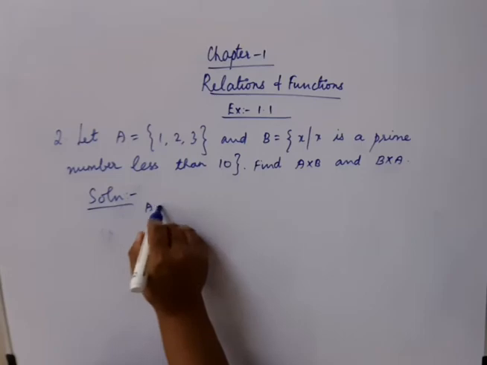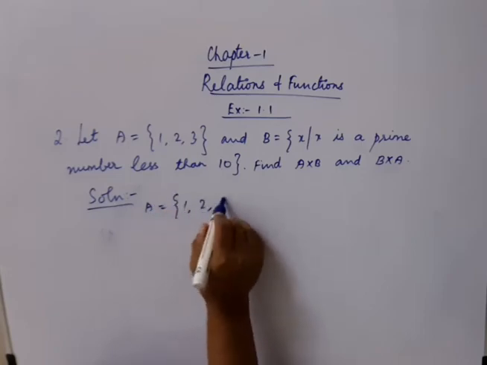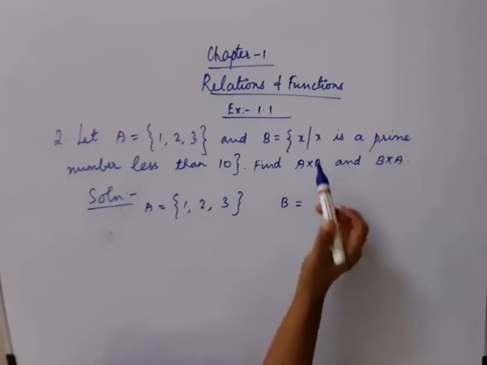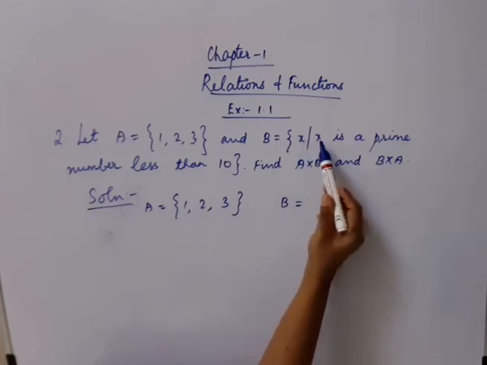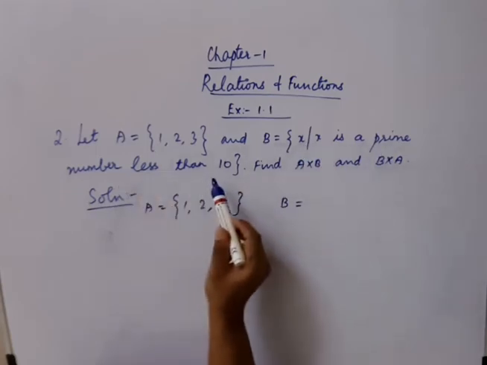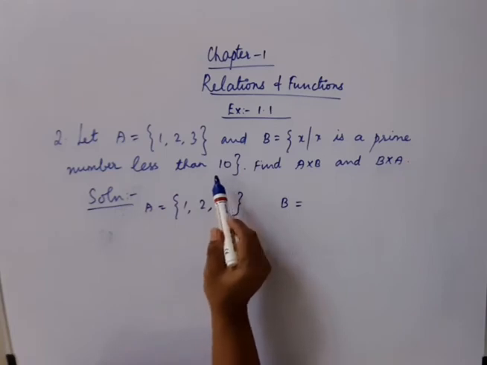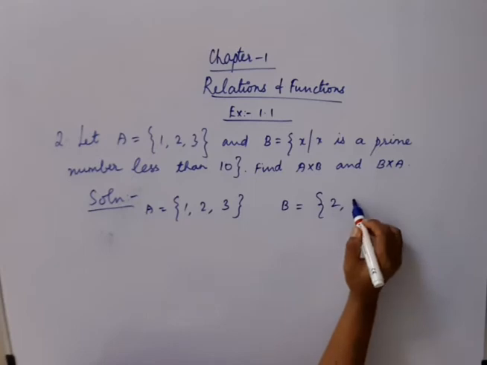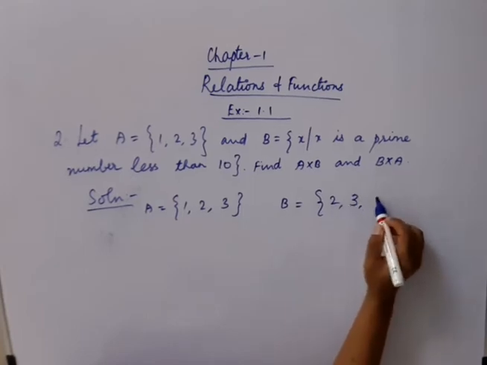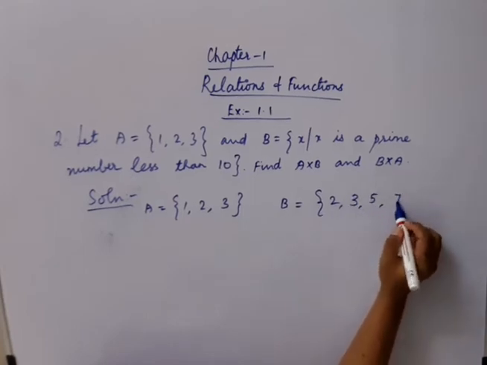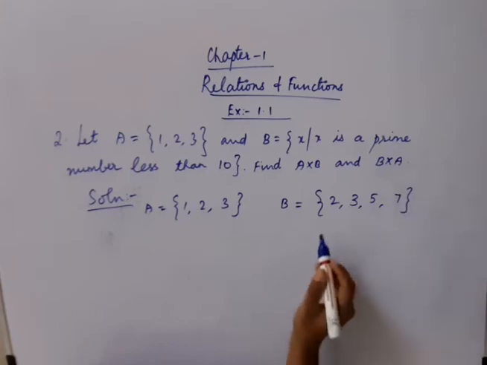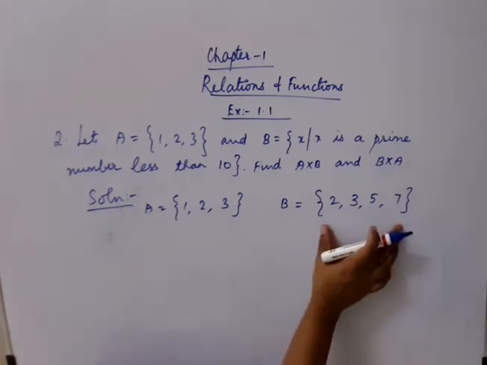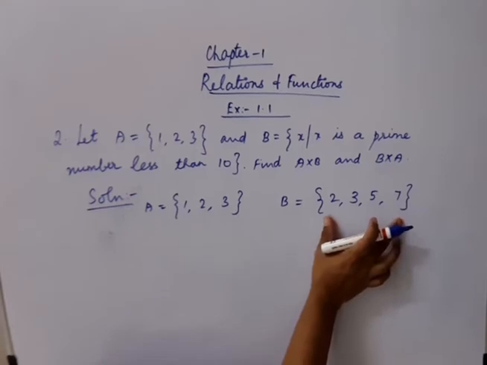You know A is equal to {1, 2, 3}. Now what is B? It is {x : x is a prime number less than 10}. So you have to look for the prime numbers within 10. So we will be having 2, 3, 5, 7. These are the prime numbers less than 10. So set B will be {2, 3, 5, 7}.